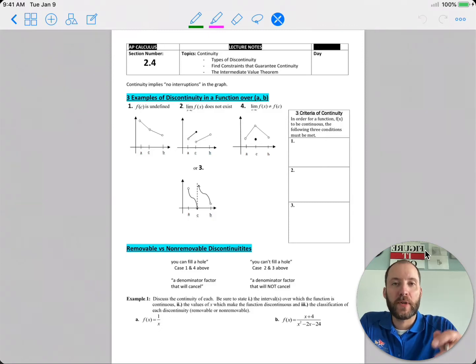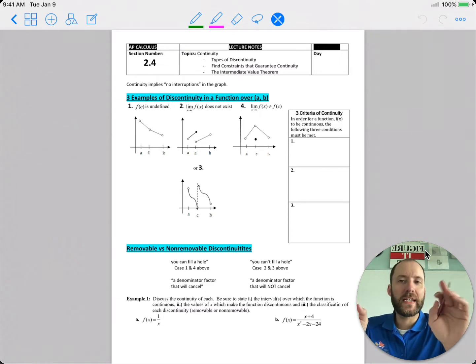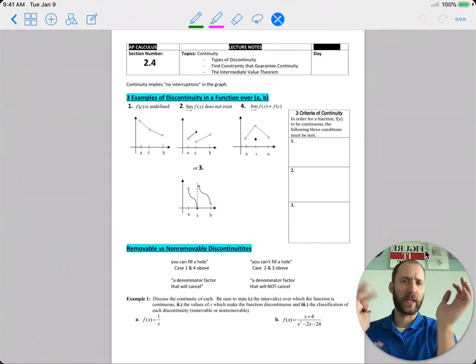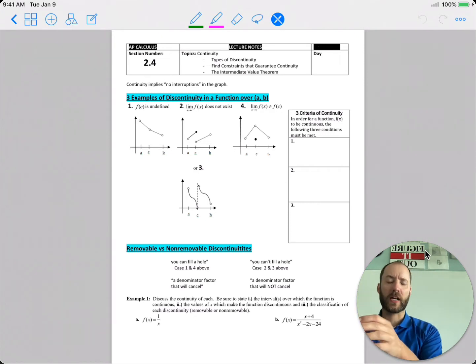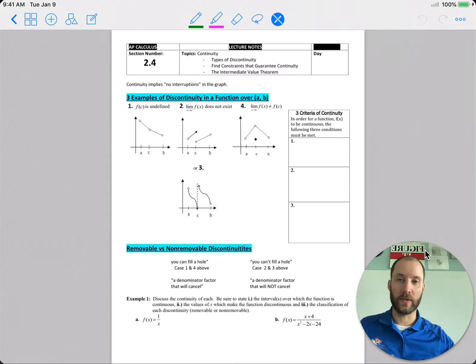Hey, our topic today is continuity. So looking at different types of continuity, any constraints that we need to guarantee continuity, and then the intermediate value theorem. So looking at types of discontinuities, we'll talk about continuity by talking about other times a function isn't continuous.